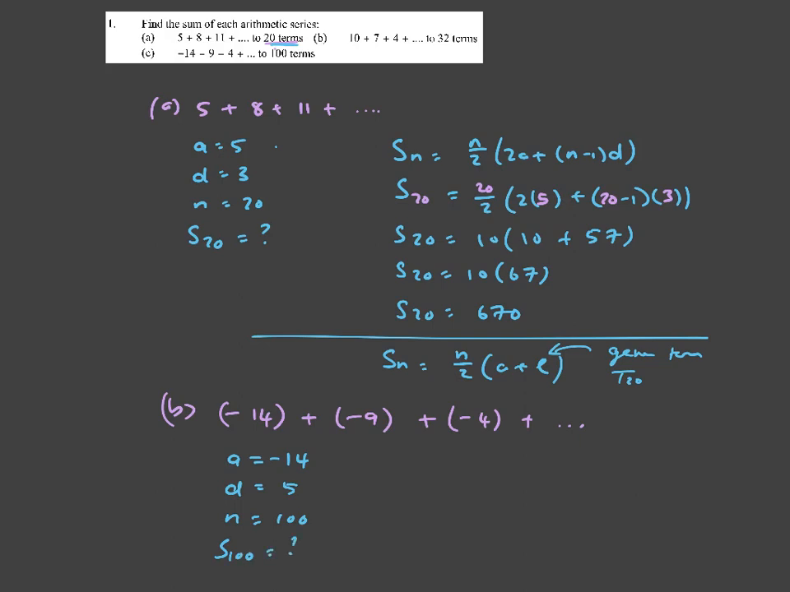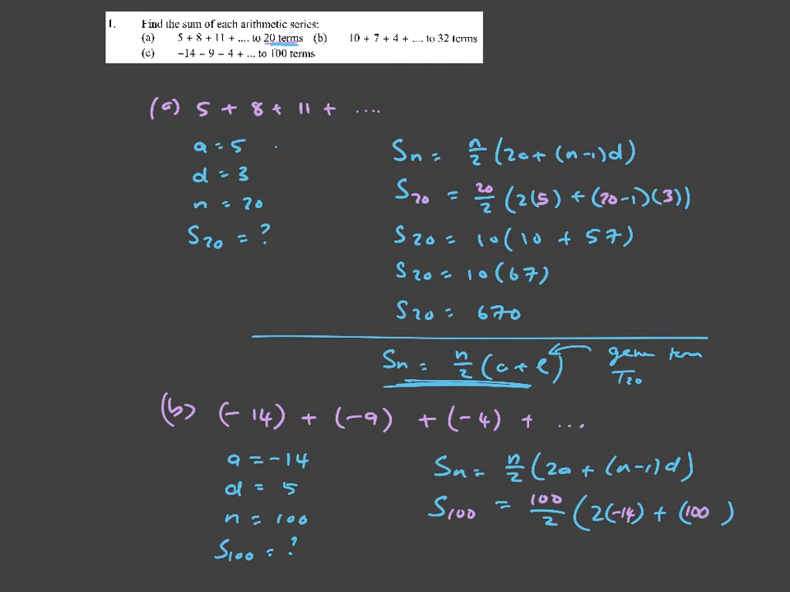We don't have the value of the last term, so I won't use that formula again. I would just use my default, n over 2, (2a plus (n minus 1)d). So the sum of the first 100 terms is equal to 100 divided by 2, and then 2a, and a in this case is equal to minus 14, plus (n minus 1), and again, how many terms are there? There are 100, so it's 100 minus 1, and then the difference, which is equal to 5.